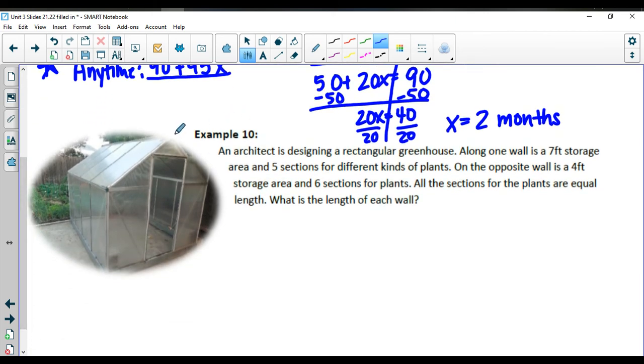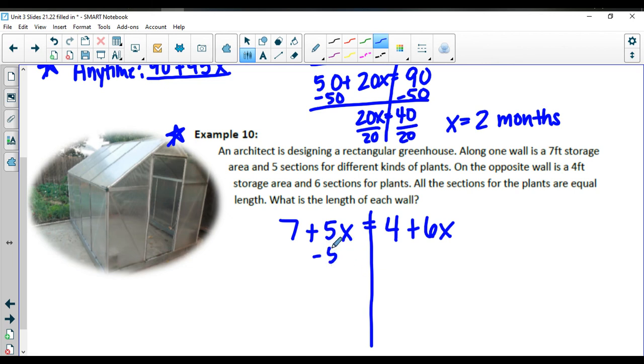Example number 10, I'm going to have you go ahead, set this one up, read it, set it up, solve it, and tell me how long are the length of each wall then for the sections for the plants. So the one wall is a 7-foot storage, and it has 5 sections for the different types of plants. On the opposite wall is a 4-foot storage area and 6 sections. The sections for the plants are equal length. What is the length of the wall?